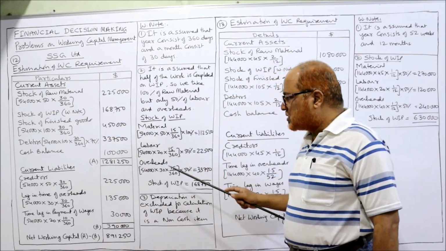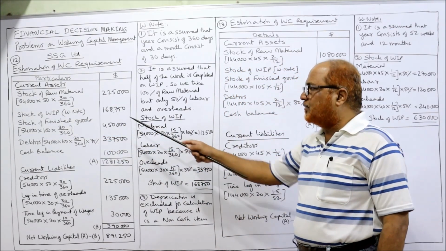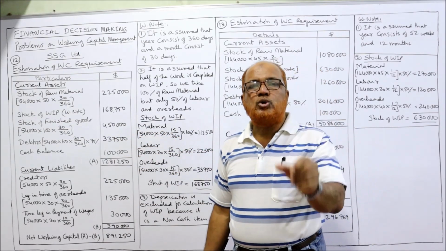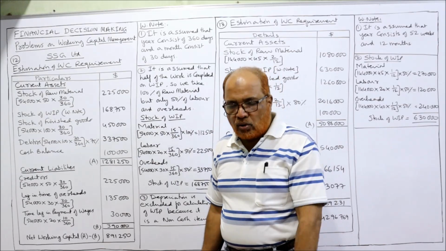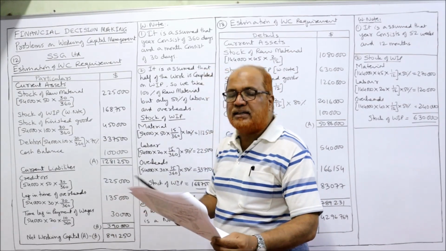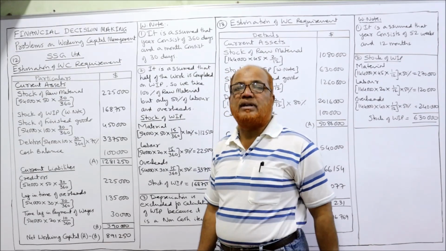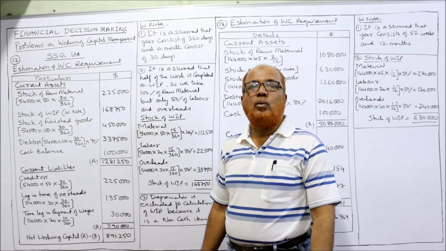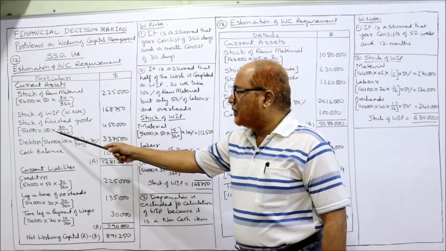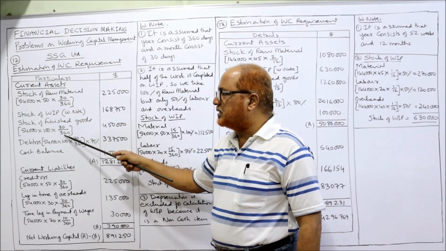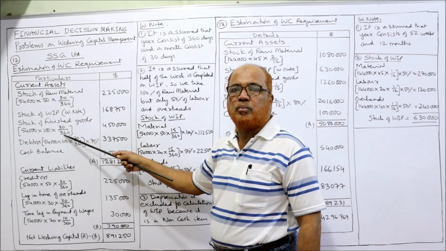Stock of WIP, just now we have calculated, 1,68,750. Stock of finished goods. While calculating finished goods, we take the total cost. In the total cost, it is given as 110, but 110 includes depreciation of 10. Deduct 10, so we'll take 100 rupees. So here 100. 54,000 into 100, total cost, into 30 by 360. 1 month is the finished stock period.